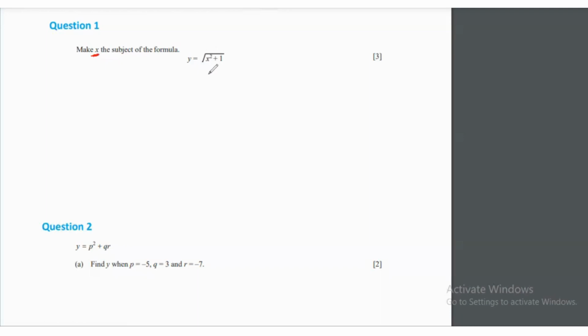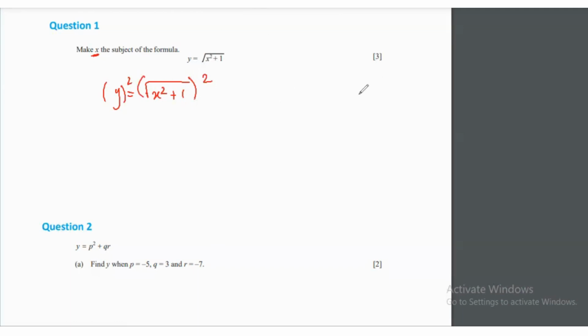So first thing first, we need to get rid of the square root on top of x squared plus 1. Whenever we try to get rid of the square root, what we do is we square both sides. So I'm going to square y, and I'm going to square the square root of x squared plus 1.